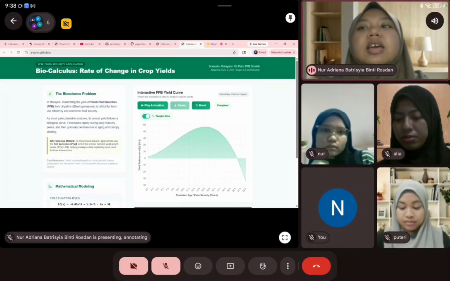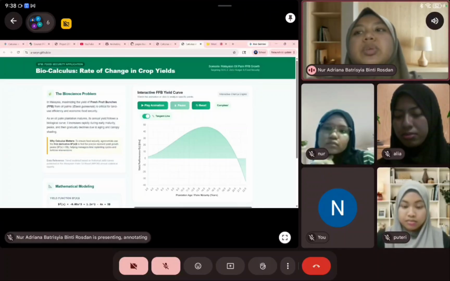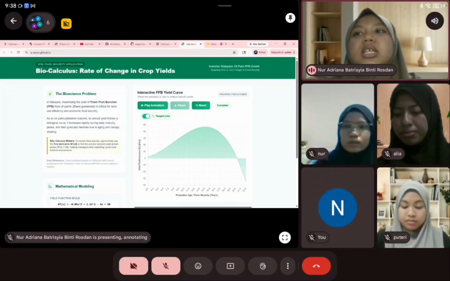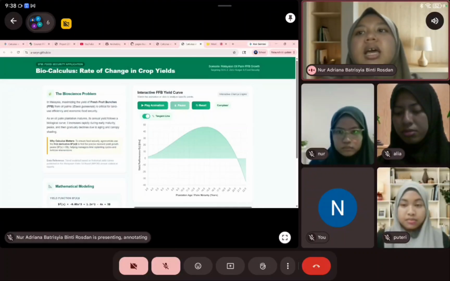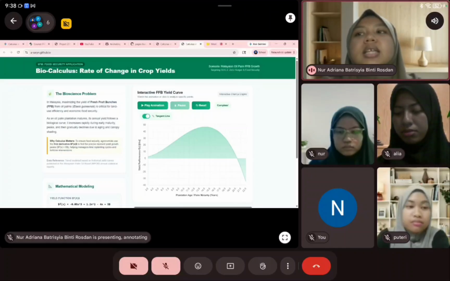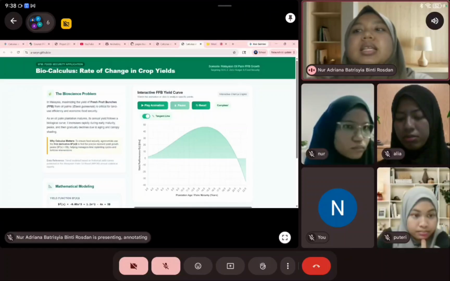Lastly, years 11 to 22, a steady biological decline caused by tall tree height, canopy crowding, shading lower leaves, and reduced cellular efficiency. So the problem requires determining exactly when the plant hits maximum productivity and tracking the velocity of yield adjustment over time using the mathematical derivative.